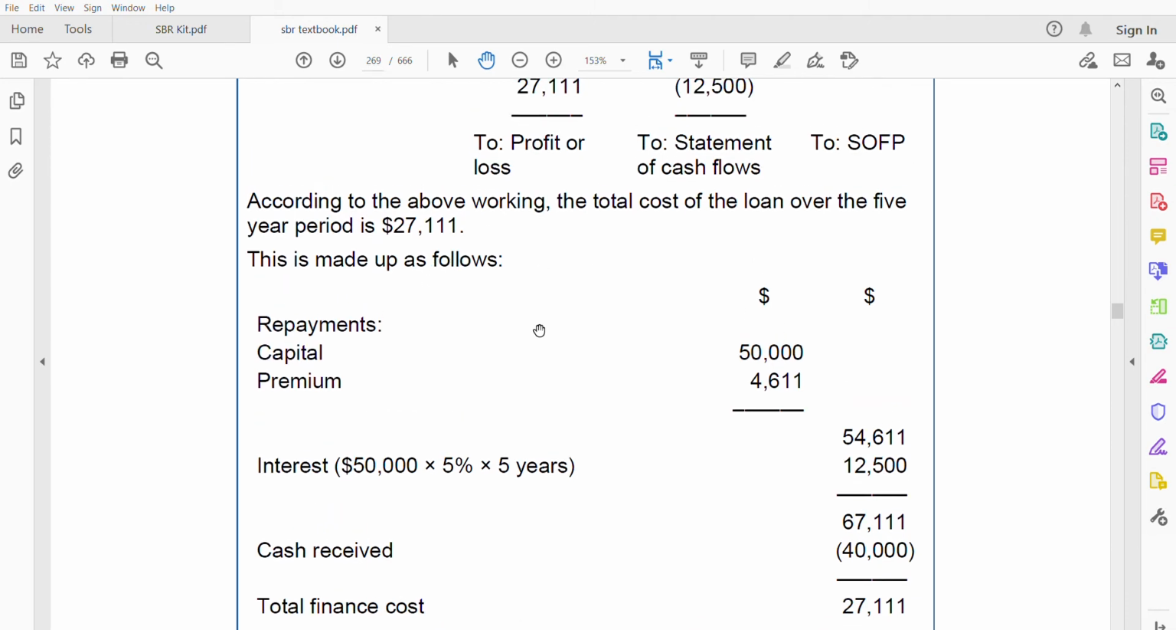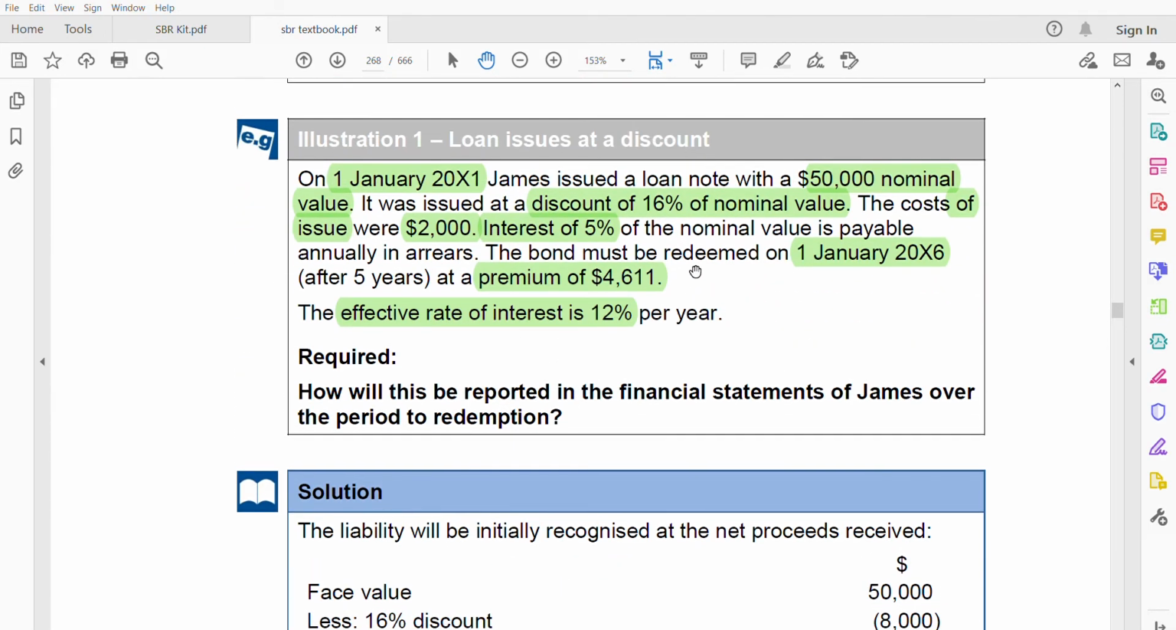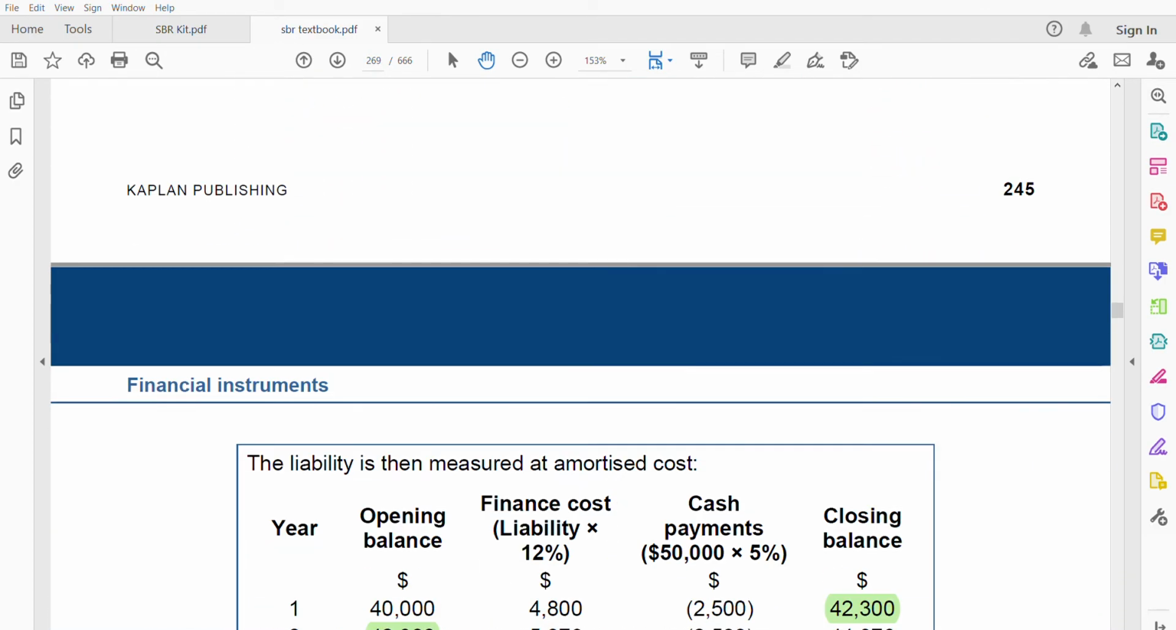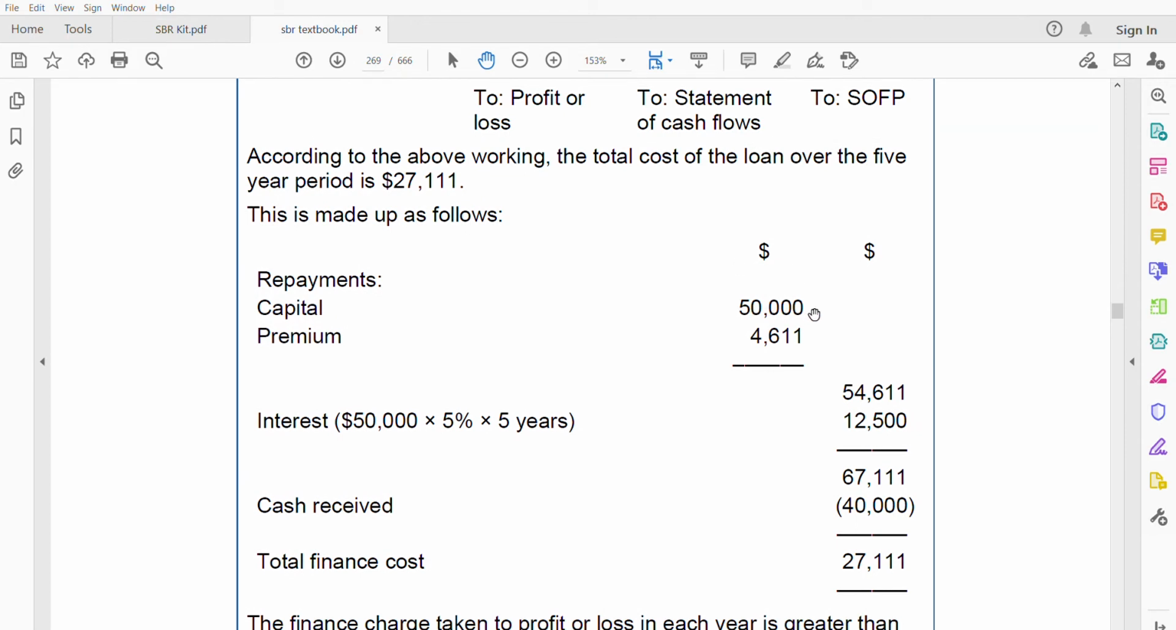What was your capital amount? This one. What was the repayment amount? They told us premium. Okay, let us go to that question. They told that after 5 years, at a premium of 46,111, it must be redeemed. So this you have to add with your nominal value. I hope I'm not going too fast. 50 with this you add.